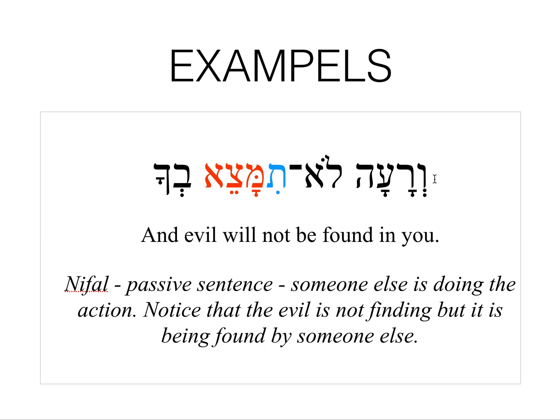The translation of the entire sentence: ra is evil, and lo is negation, so evil will not be found, b'cha in, and cha is a suffix meaning "in you." So nifal passive, someone else is doing the action, and notice that the evil is not doing the finding, it is being found.